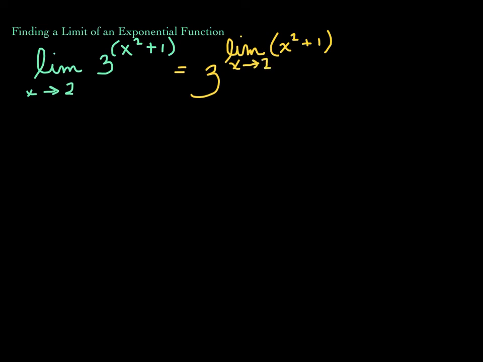Notice that this is a polynomial, so we can just plug 2 in. 2 squared is 4. 4 plus 1 is 5. So this exponent is just 5. So this simplifies to 3 raised to the 5th power. 3 times 3 times 3 times 3 times 3. 243 is the limit. Man, this is a lot of fun. Let's keep pushing forward.